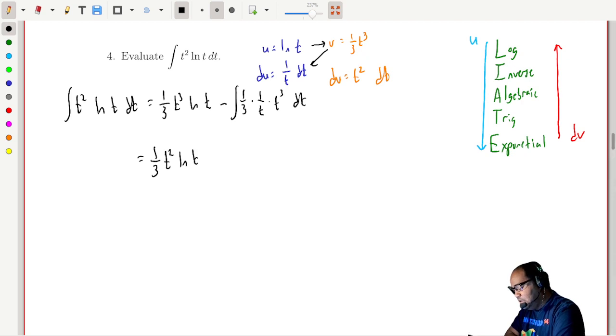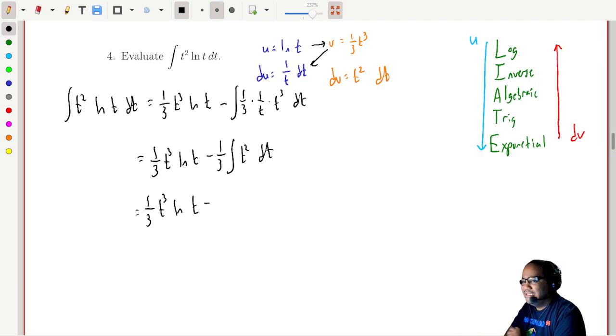We'll have 1/3 t cubed log t, the outside there, minus 1/3 this integral, t squared dt. Now that's easy. 1/3 t cubed log t minus, okay, think about the power rule. Add 1 to the exponent, divide by the new exponent. You get t cubed over 9, plus a constant.